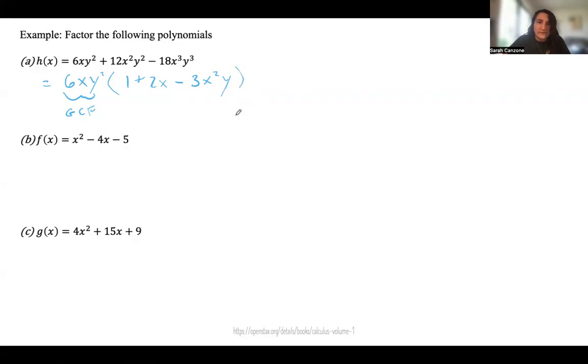Therefore, this is our factored form. And we can check to make sure there's nothing else we can pull, right? So 1, you can't take anything out of that. There's no x's, there's no y's. Therefore, you can't factor this expression whatsoever. So this is the simplest we have.